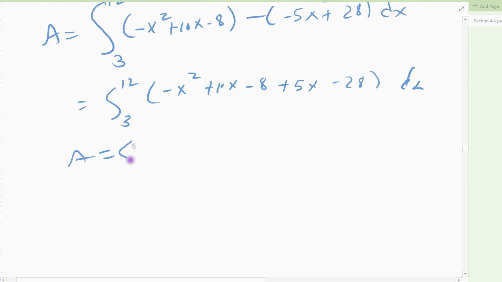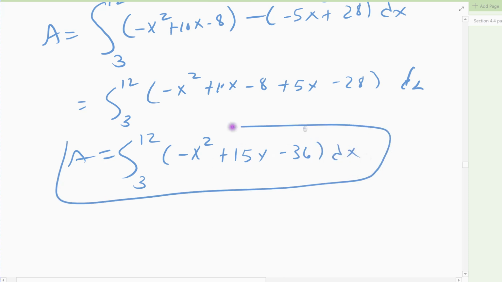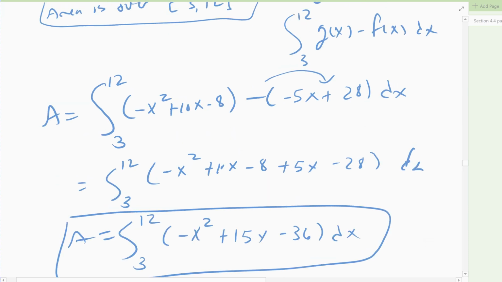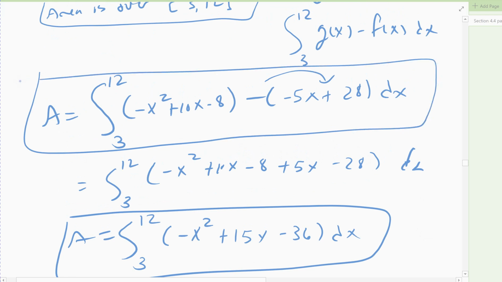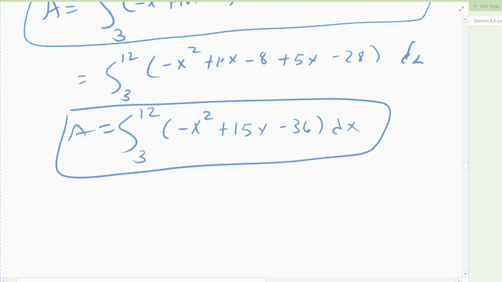And so the area is equal to the definite integral from 3 to 12 of negative x squared plus 15x minus 36 with respect to x. So again, I want to see at least these two expressions. And then you can solve the area graphically.